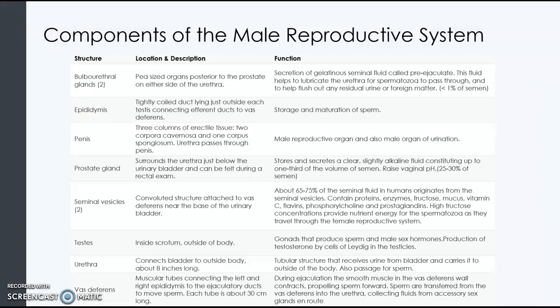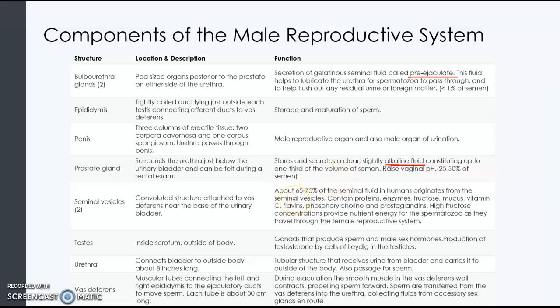I will go over the prostate glands, seminal vesicles, and the bulbourethral glands because they help produce the components that form semen. The bulbourethral glands produce the pre-ejaculate. This helps to lubricate the urethra so that the sperm can pass through more easily. The prostate gland secretes an alkaline fluid so that it can help to neutralize the acidic conditions in the vagina.